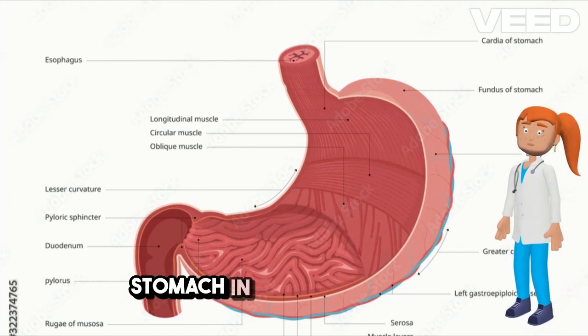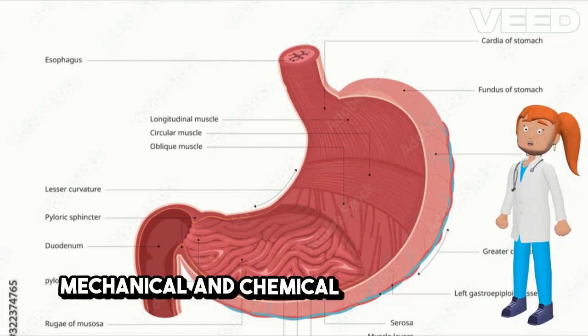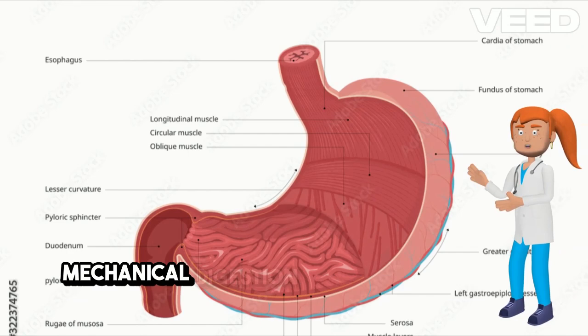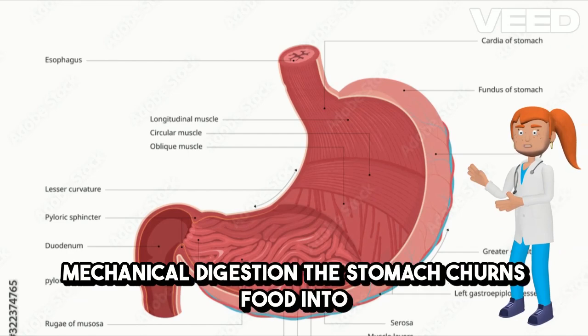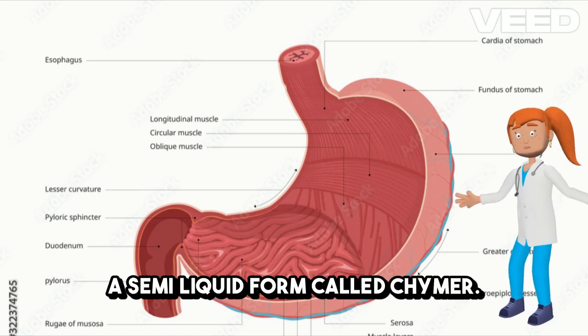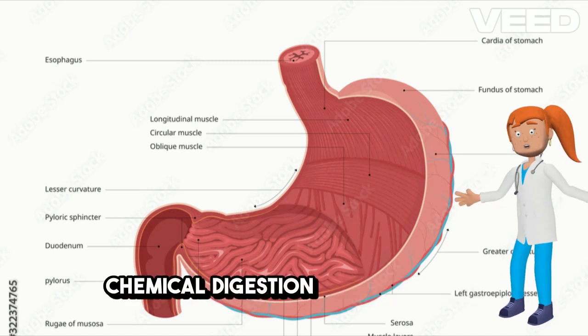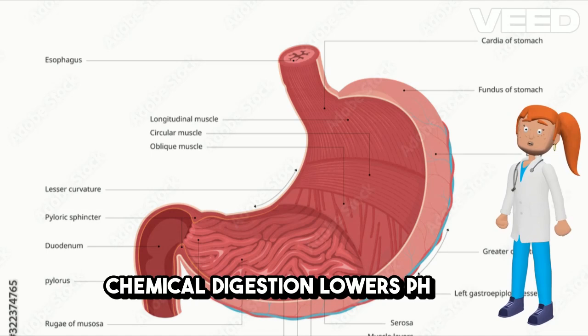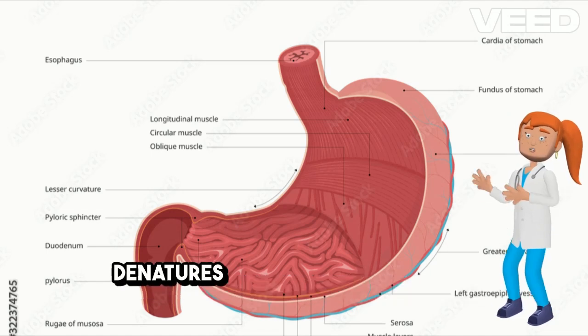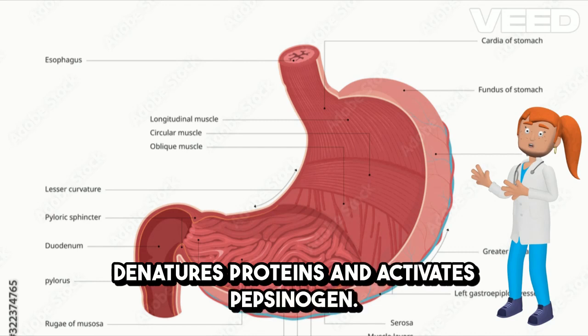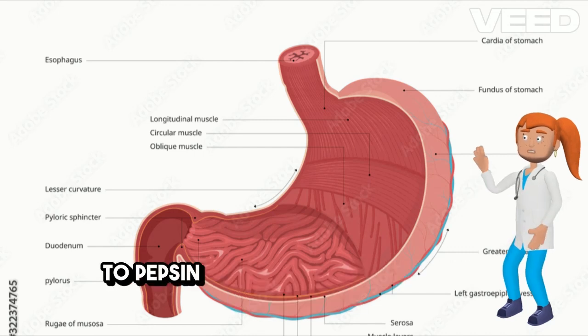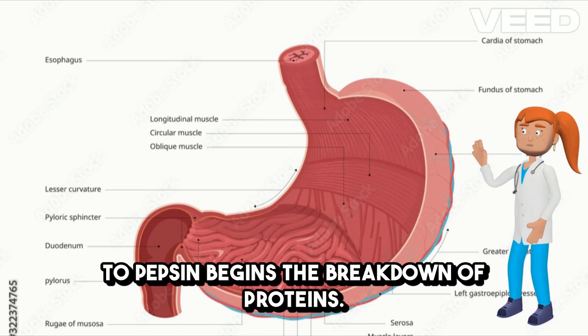C. Stomach. In the stomach, both mechanical and chemical digestion occur. Mechanical digestion: the stomach churns food into a semi-liquid form called chyme. Chemical digestion: HCl lowers pH to 1.5-3, denatures proteins, and activates pepsinogen to pepsin. Pepsin begins the breakdown of proteins.